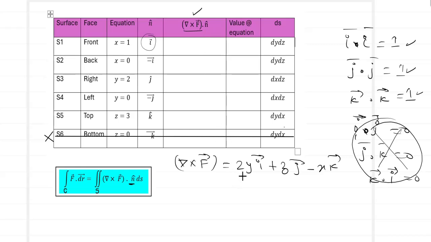What is my n cap? It is i. So when I multiply this with i, what alone will exist? I dot i is 1. So only 2y will exist.